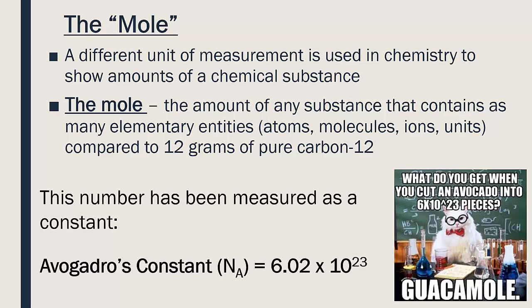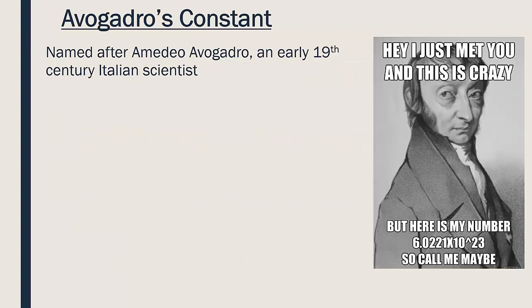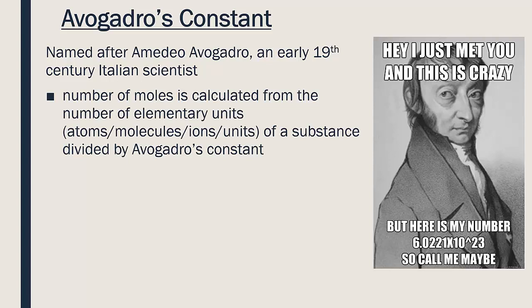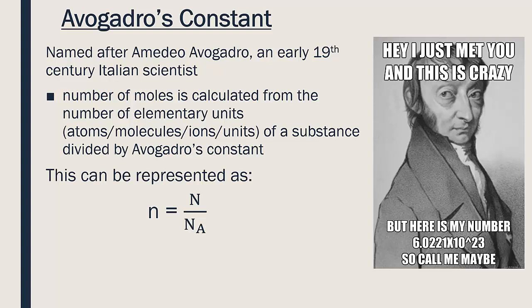And we use the capital N-A to signify Avogadro's constant, to compare to other substances in order to calculate how many moles of that substance there are. So really the mole is a relative term. It's saying everything is relative to 12 grams of pure carbon-12. Avogadro was an Italian scientist who developed this constant, and he did a lot of work around moles and quantifying the ratios.